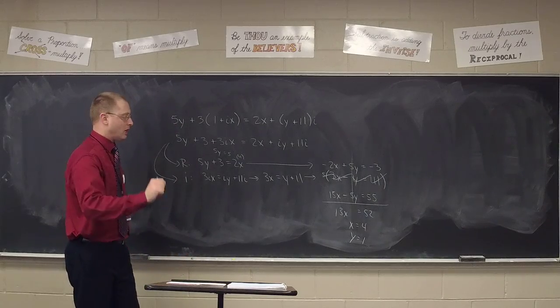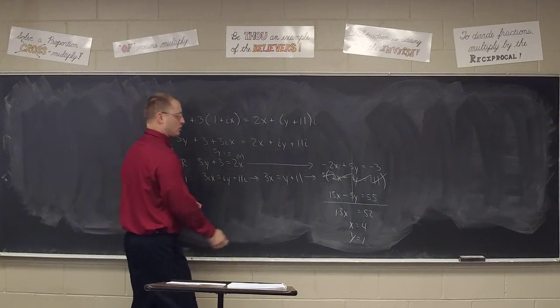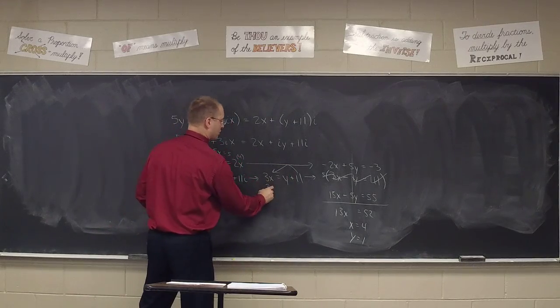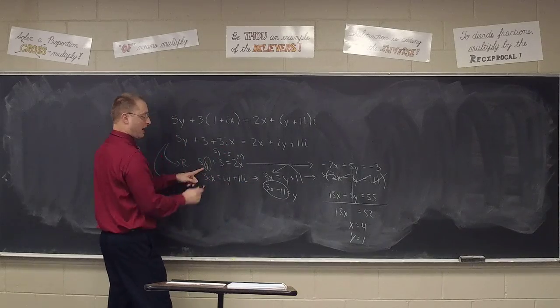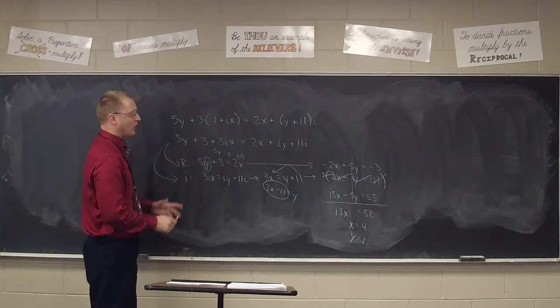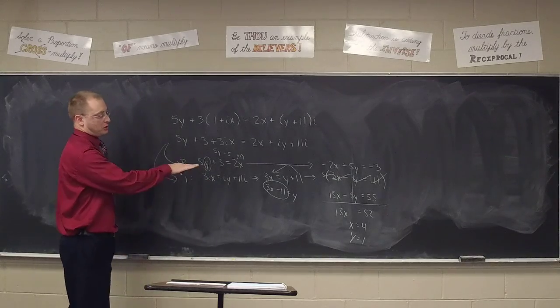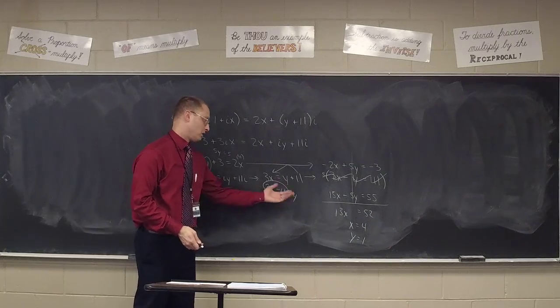Did you get the same answers? Did you do it the same way, or did you do the substitution? If you had done substitution, you'd probably solve for y: 3x minus 11 equals y. Substitute that in right here for the y to get 15x minus 55 plus 3 equals 2x. You would have ended up at a very similar point with 13x equaling 52, x equals 4. Plug the 4 in here, and that's where you get your y equals 1.